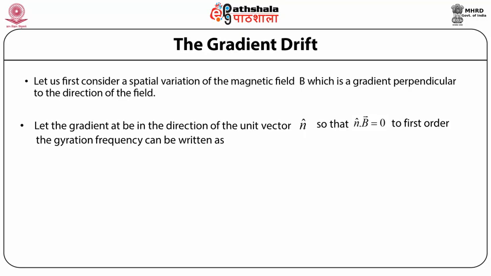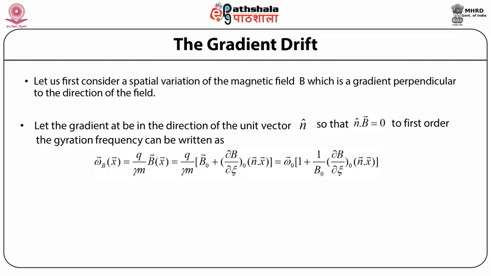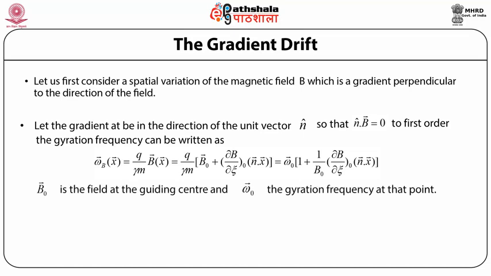Then, to first order, the gyration frequency can be written as omega_B(x) equals q divided by gamma m into B(x), which equals q divided by gamma m into B naught plus del B by del zeta naught into n dot x, which is further equal to omega naught into 1 plus 1 divided by B naught into del B by del zeta naught n dot x, where B naught is the field at the guiding center and omega naught is the gyration frequency at that point.